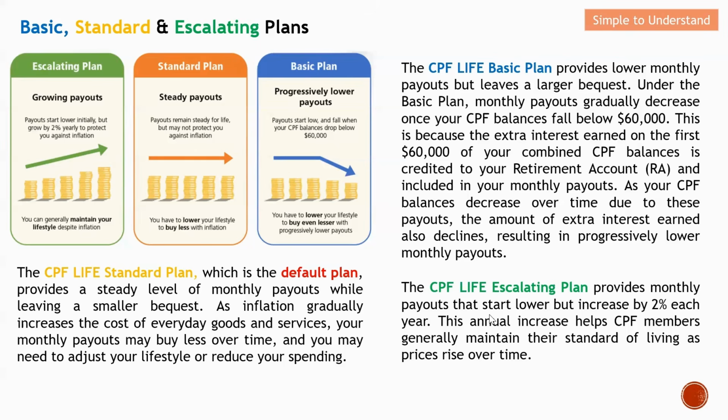So this CPF Life Escalating Plan provides a money payout that starts lower. In fact, it pays out the lowest compared to the other two. However, it will slowly increase by 2% each year. This annual increase helps CPF members maintain their standard of living as prices rise over time. So basically this is the key difference between these three different plans. Keep this in mind. The standard plan will be the default plan.